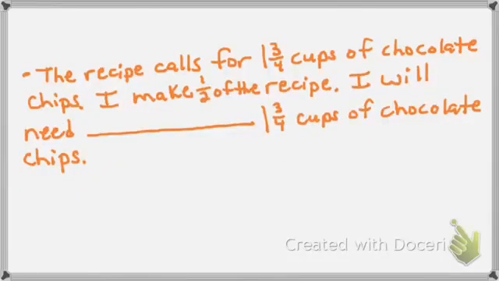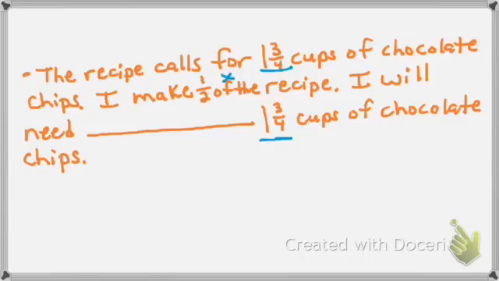Here's an example that's worded slightly differently. This example says the recipe calls for 1 3/4 cups of chocolate chips. Sounds like the same recipe. But this time I will make 1/2 of the recipe. So I will need greater than, less than, or equal to 1 3/4 cups of chocolate chips. Well, let's find my last number, the number I'm comparing to. 1 3/4. That will be my given number. Find it earlier in the problem.